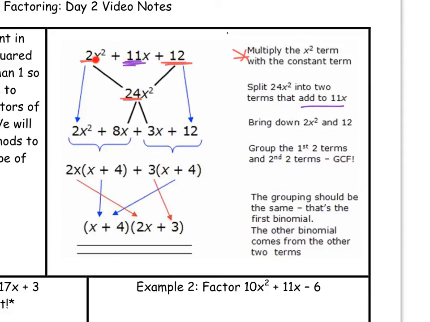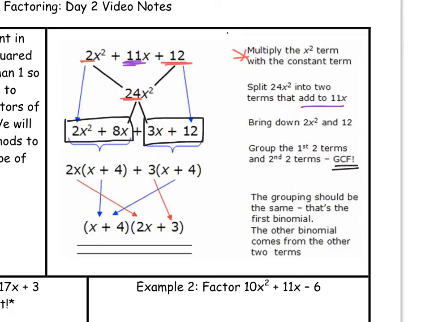And the first term in the polynomial we just bring down, and the constant in the polynomial we just bring down. And so our 8 and our 3 are in here. So now I have 2x squared plus 8x plus 3x plus 12. So I'm going to break this into two parts. My first part is 2x squared plus 8x, and I need to factor that. And my second part is 3x plus 12, and I need to factor that.